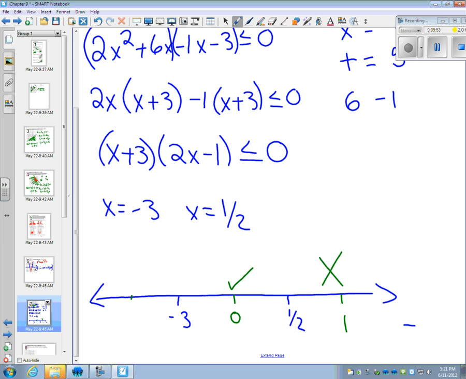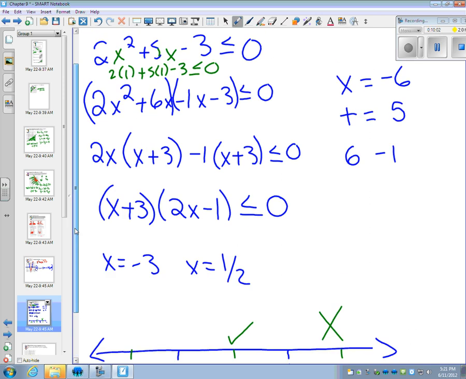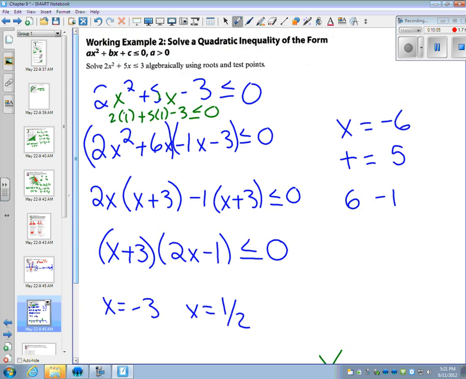I still need to test this one. So I could do -5. I could do -3,456. But I'm going to choose something easy. I'm going to do -4. Okay, that's probably the easiest of those numbers. So it's 2 times negative 4 plus 5 times negative 4, minus 3. Is that less than or equal to 0? Well, 2 times negative 4 is negative 8, plus 5 times negative 4 is negative 20, minus 3. I have negative 8 plus negative 20 minus 3 less than or equal to 0.